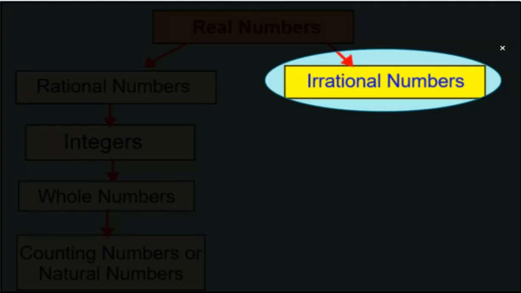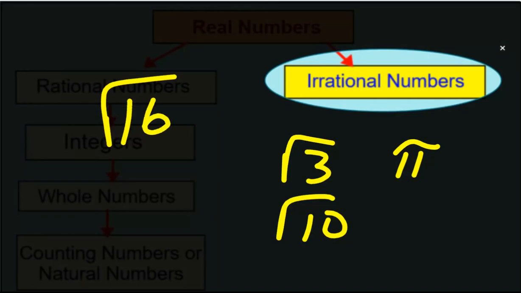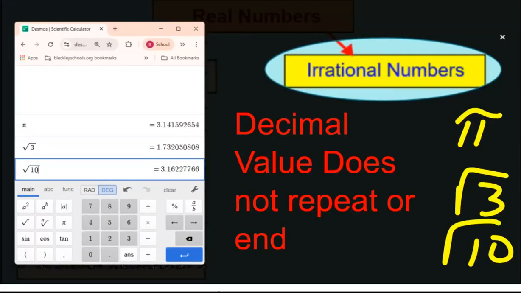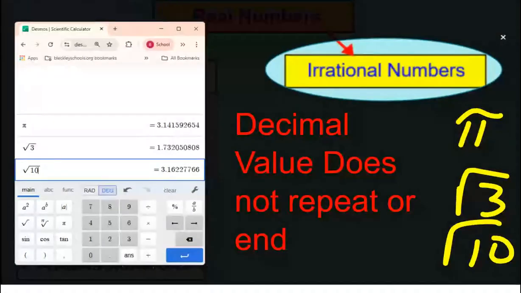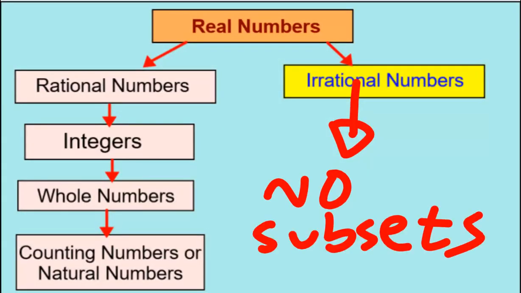Irrational numbers are harder to think about. They are numbers like square root of 3, pi, square root of 10. Be careful, not the square root of 16, because the square root of 16 is equal to 4. The decimal value of an irrational number does not repeat or end. It is also worth noting that there are no subsets of the irrational numbers.